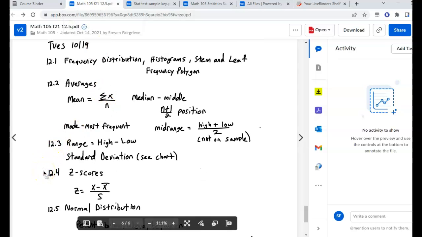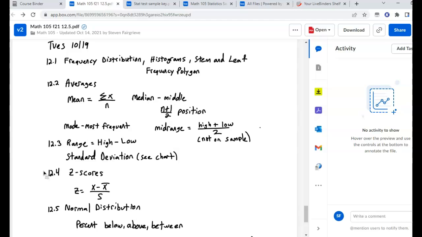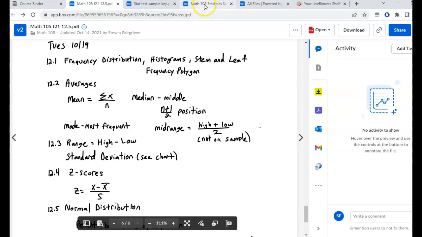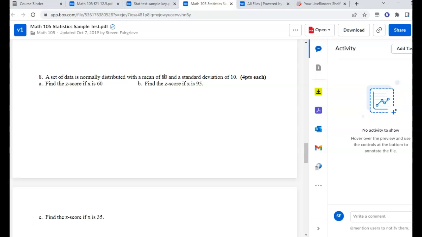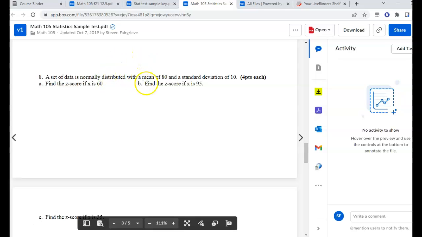Okay. We then talked about z-scores, which really comes up through the rest of the test. So in 12.4, we talked about computing z-scores to find the relative position of data items. So again, if you continue down here you're asked to compute z-scores for some different data values. In this particular case, we have a mean of 80, a standard deviation of 10, and we're just asked to compute the z-scores for 60, for 95, and for 35.